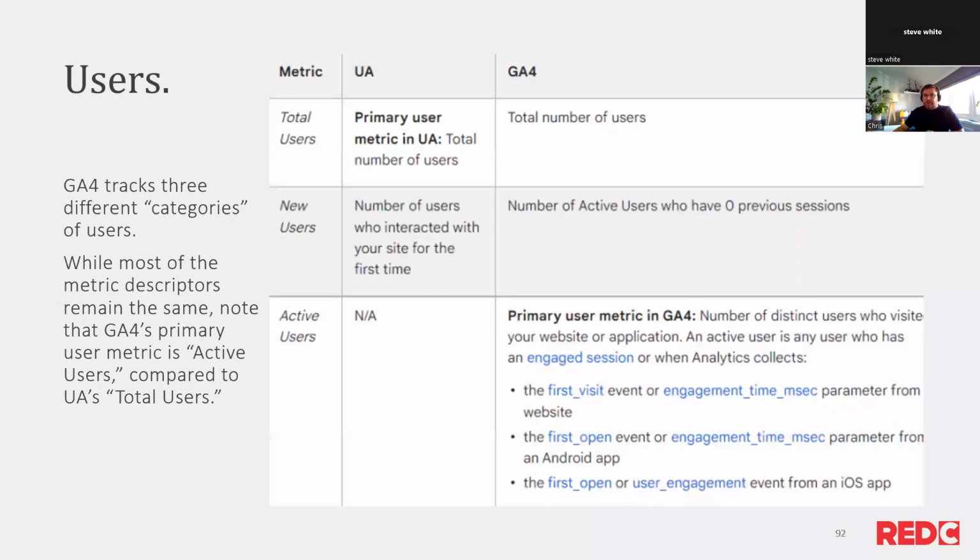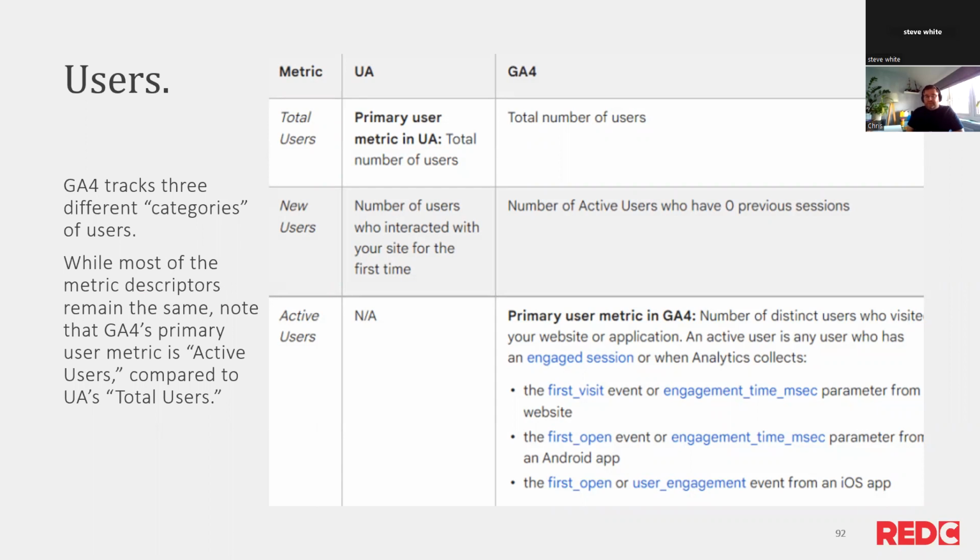Now, the users definition is quite a bit different from Universal Analytics. Total users is exactly as it sounds. It's the total number of users, and it was the primary user metric in Universal Analytics. It's no longer the case for GA4. It does still track the total users, but it's not the primary user metric. The primary user metric for GA4 is what's called active users.